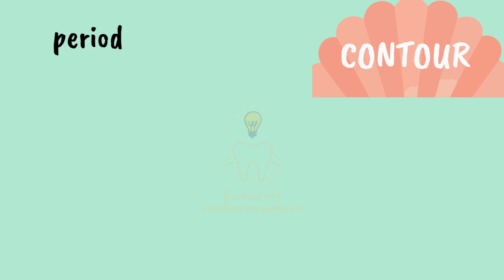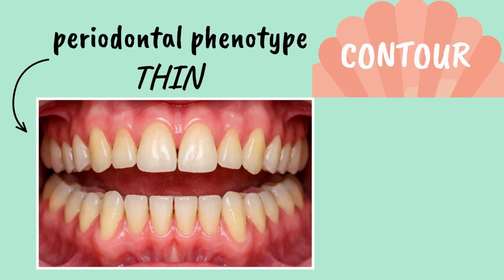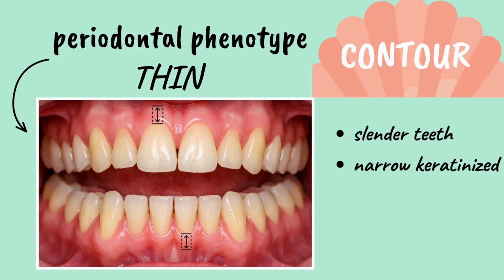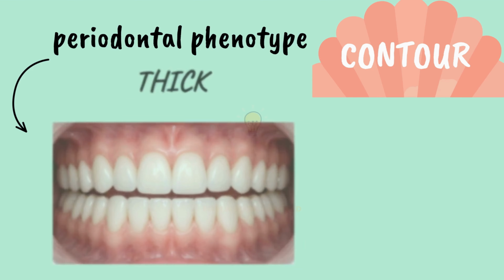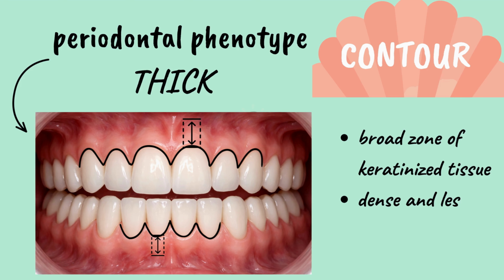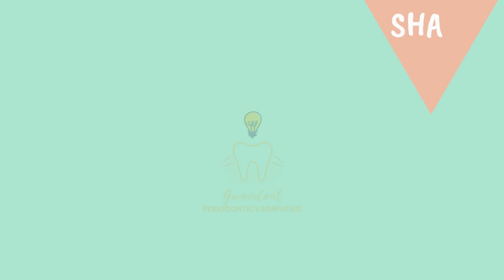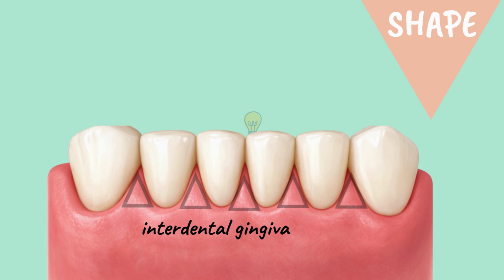Now, an important factor influencing this contour is the periodontal phenotype. A thin phenotype is usually associated with slender teeth and a narrow zone of keratinized tissue and appears more delicate and highly scalloped, whereas a thick phenotype is associated with a broader zone of keratinized tissue and appears more dense and less scalloped. Now, coming to shape, this mainly refers to the interdental gingiva or papilla.